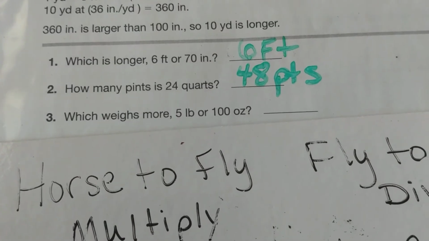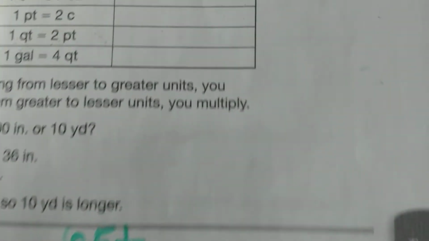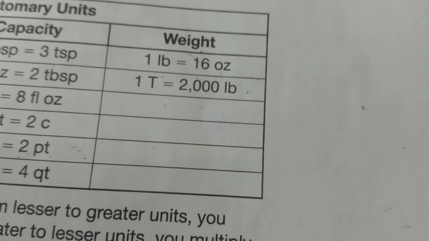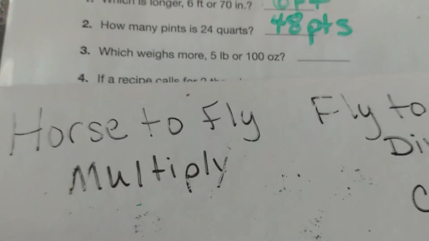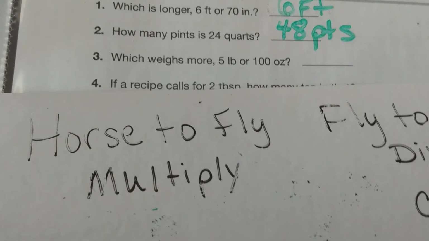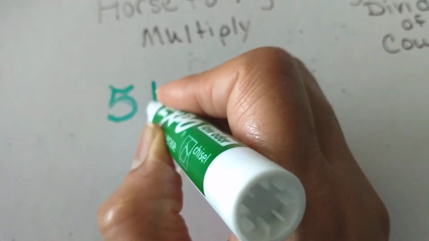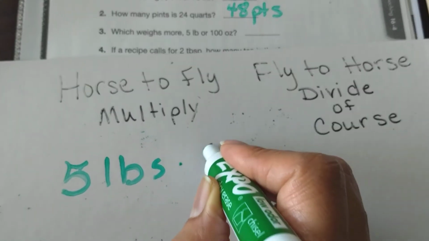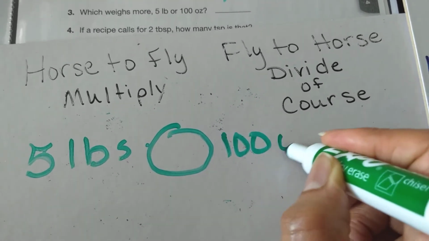Okay, let's look at the next one. Which weighs more, 5 pounds or 100 ounces? Look at your chart at the top. So what are we comparing here? We're still looking at horse to fly, right? Horse to fly multiply, because we're comparing pounds and ounces. So pounds will be first, of course. 5 pounds is greater than or less than or equal to 100 ounces.